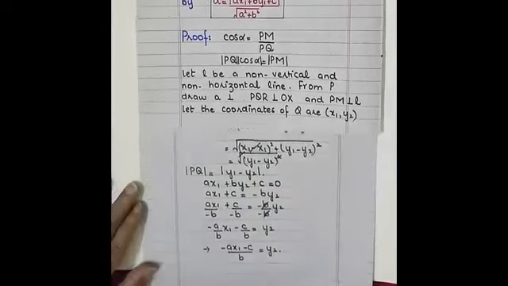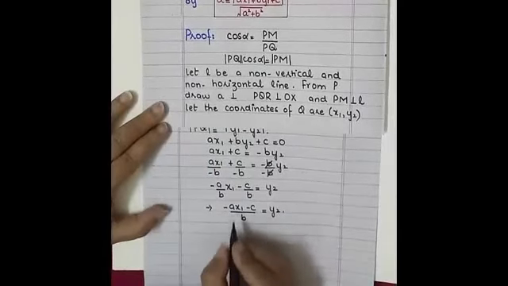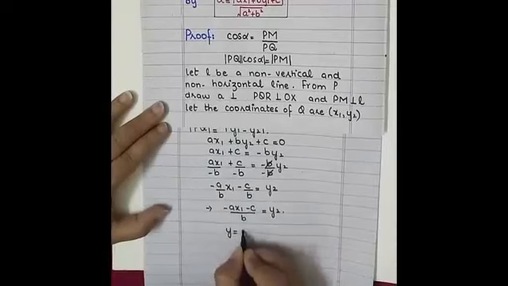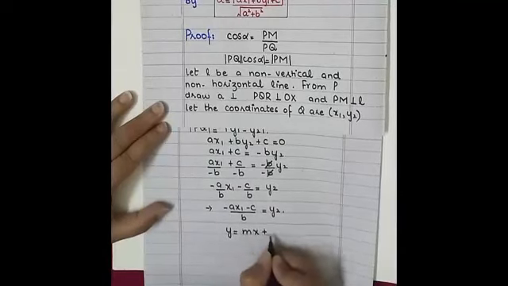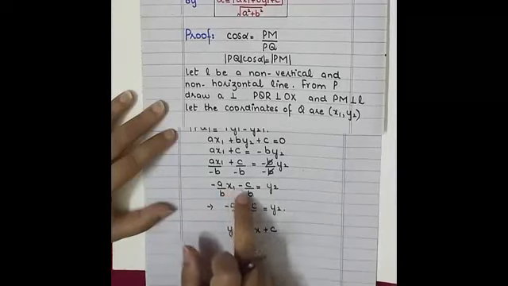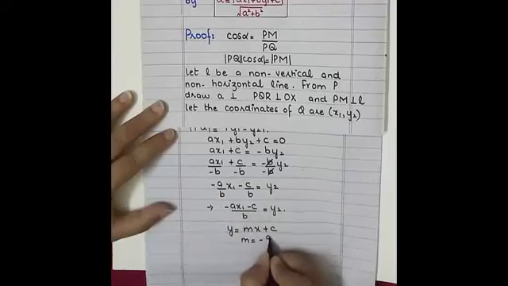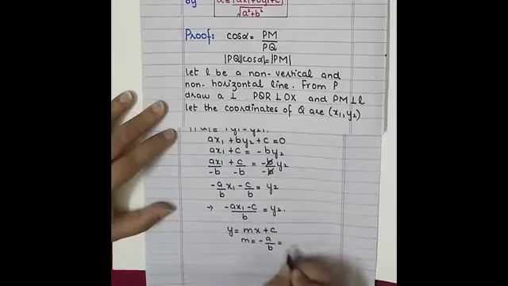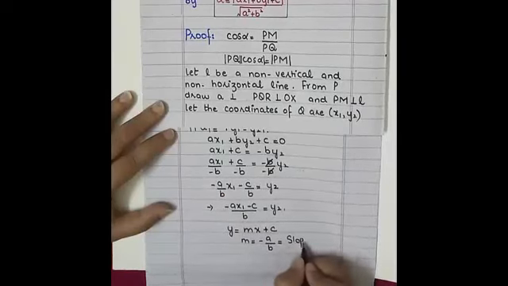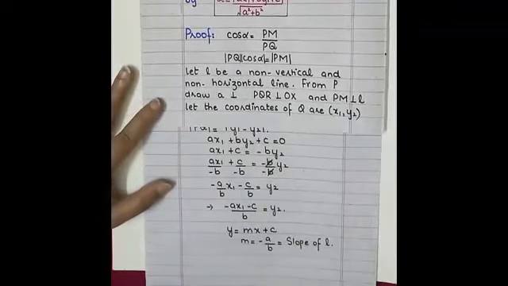From here we can also write the slope of this line. The form is y is equal to mx plus c. So the value of m is minus a over b, which is the slope of L. Okay, next we have to find cos alpha.